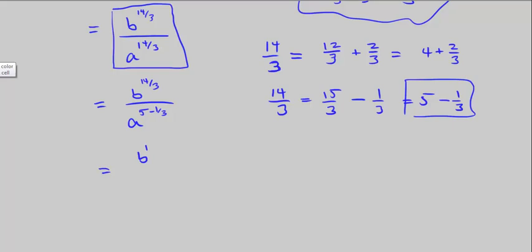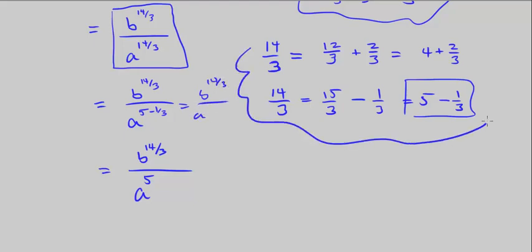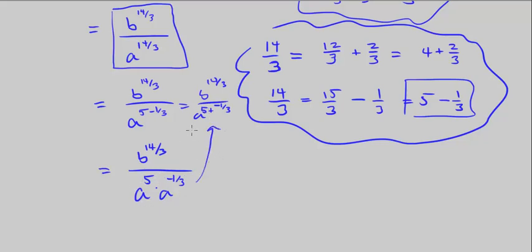It's not writing 14 over 3 over a to the fifth, right? Because this is the same thing as b to the 14 over 3 over a to the 5 plus negative 1/3. So I can separate this to be a to the negative 1/3 times a to the 5, right? Because if you combine these, it's going to be equivalent to that, which is equivalent to that, okay?